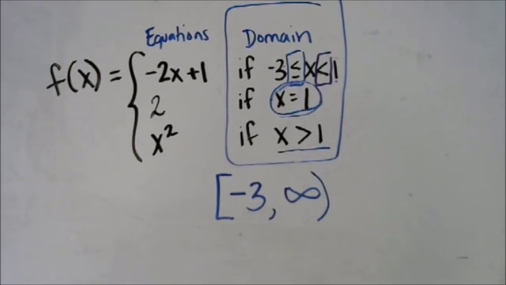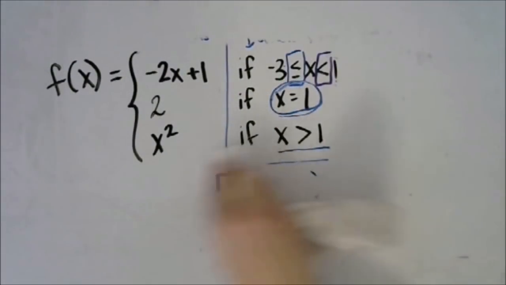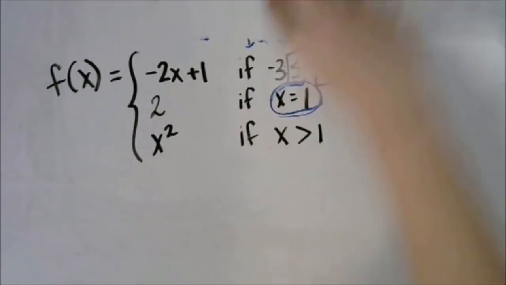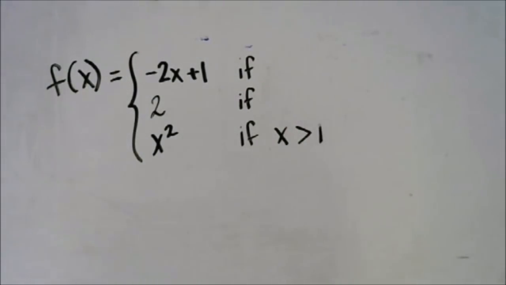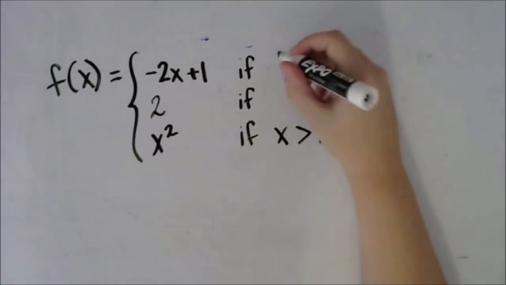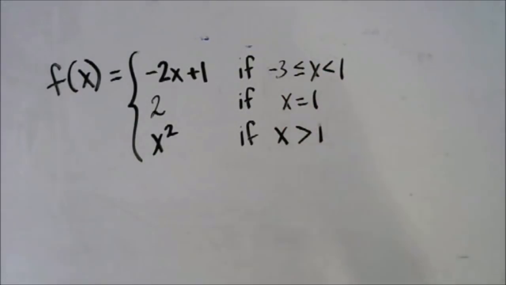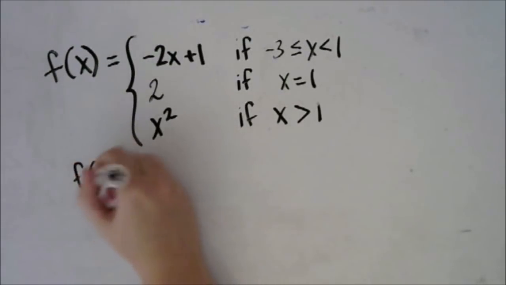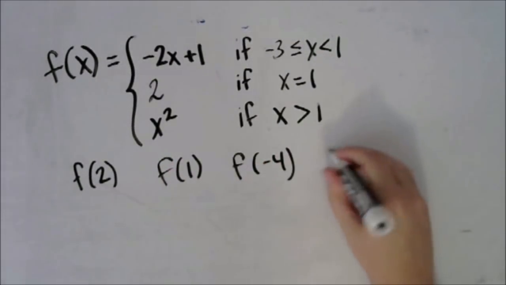The first thing we want to do algebraically with piecewise functions is to evaluate them. So using the same example, I'm just going to erase some of my notes from describing a piecewise function because we're using the same equation. This time though, we're going to try to evaluate the function at different inputs. So we have -3 less than or equal to x less than 1, x equals 1, and x greater than 1. We're going to find f of 2, f of 1, f of -4, and f of 0.